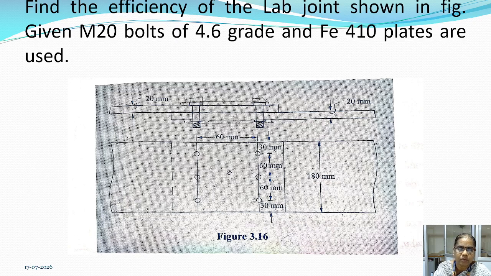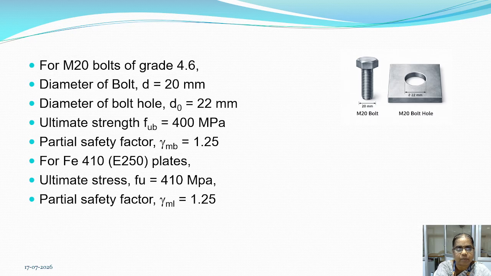In this diagram, two plates are connected. The thickness of plate equals 20 mm, the pitch equals 60 mm, the edge distance e equals 30 mm, and the width of plate equals 180 mm. Here M20 means the bolt diameter d equals 20 mm. The diameter of bolt hole d0 equals 20 plus 2, where 2 is the clearance, therefore d0 equals 22 mm.